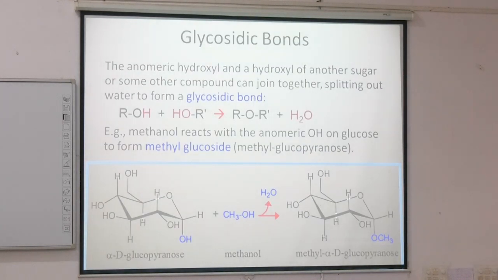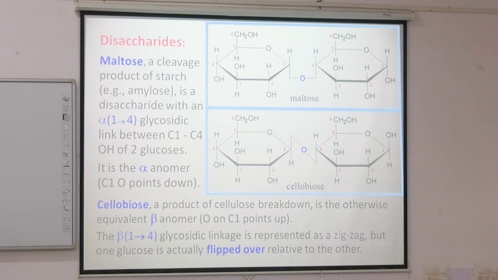Triglyceride bond formation. Now we come to disaccharides. Disaccharides can be divided into two groups: reducing disaccharides and non-reducing disaccharides. Write it down quickly. Reducing and non-reducing.